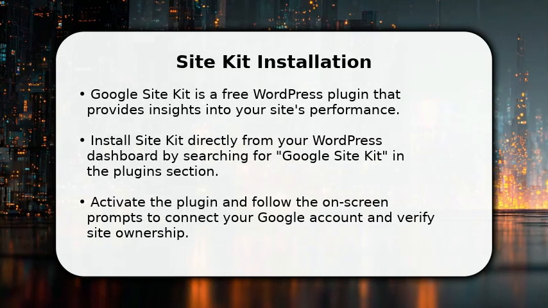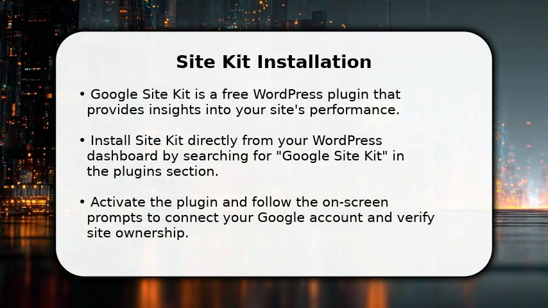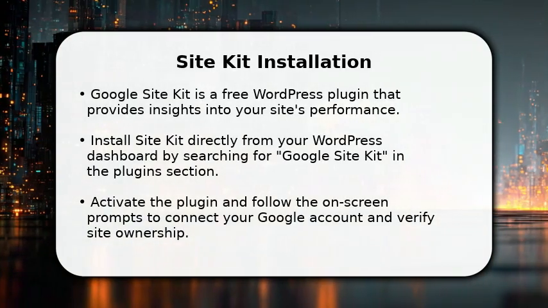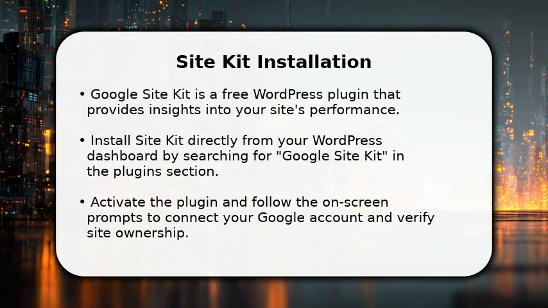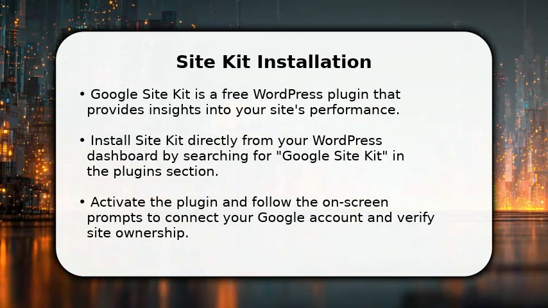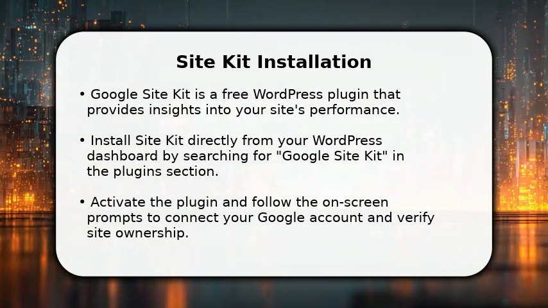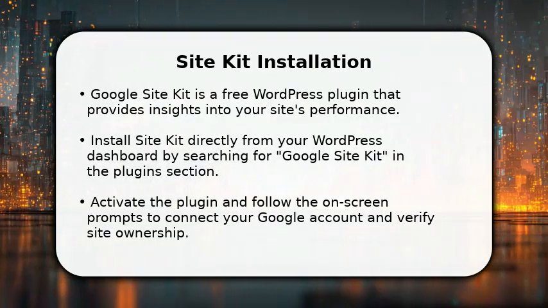In this video, I will explain how to use Google Sitekit in WordPress. First, navigate to your WordPress dashboard. Go to Plugins, then Add New, and search for Google Sitekit. Install and activate the plugin.